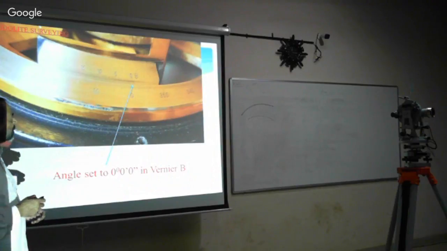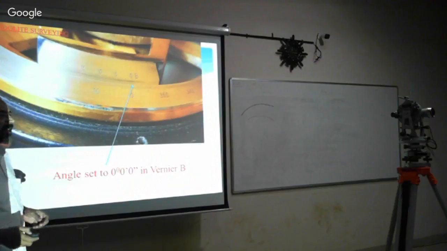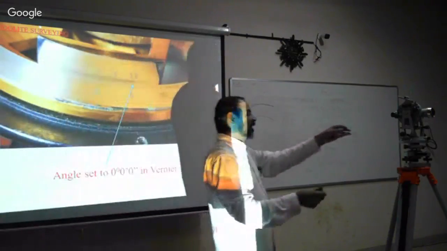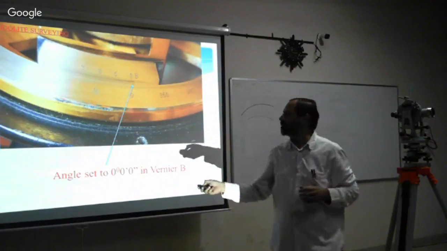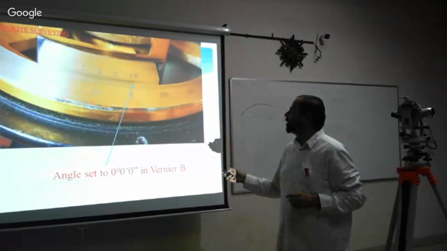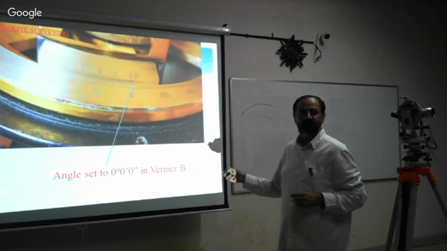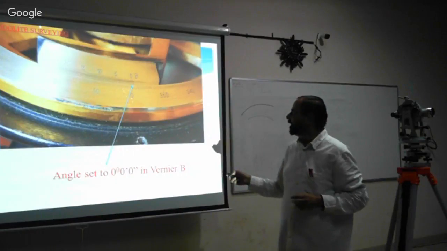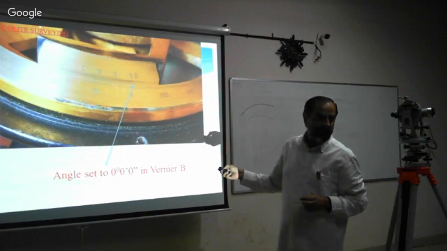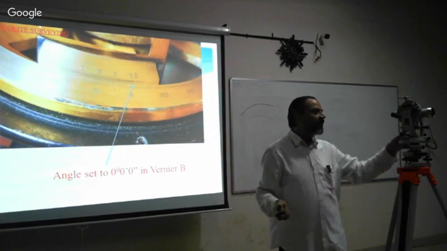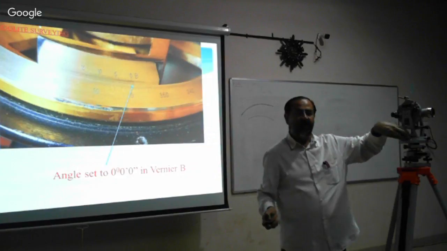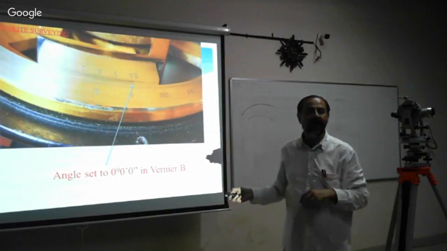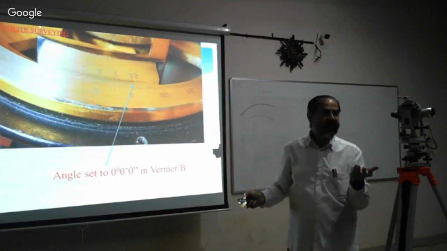Understood? Now this is 0 here. There are two verniers here. One vernier we are looking at now; we are seeing this one vernier. This vernier reads 0 degree, and the main scale also reads 0. Now please tell me, one is reading 0, 0, what is the other reading? 180? Does the vernier read so much?